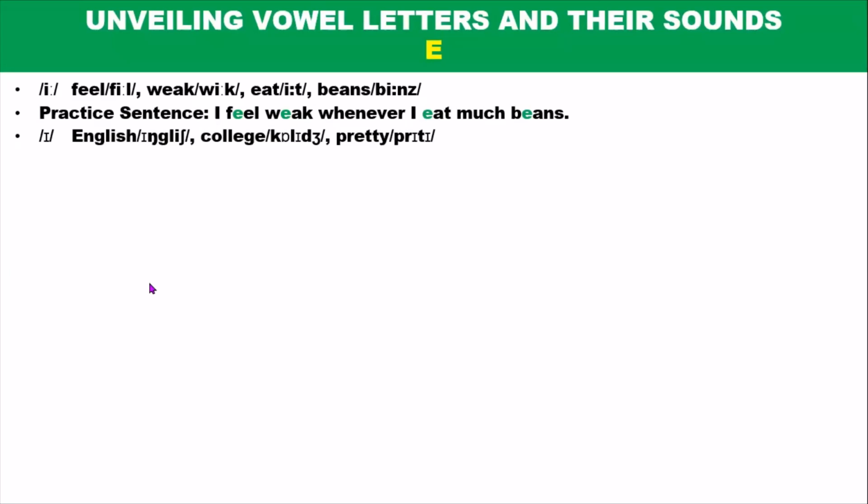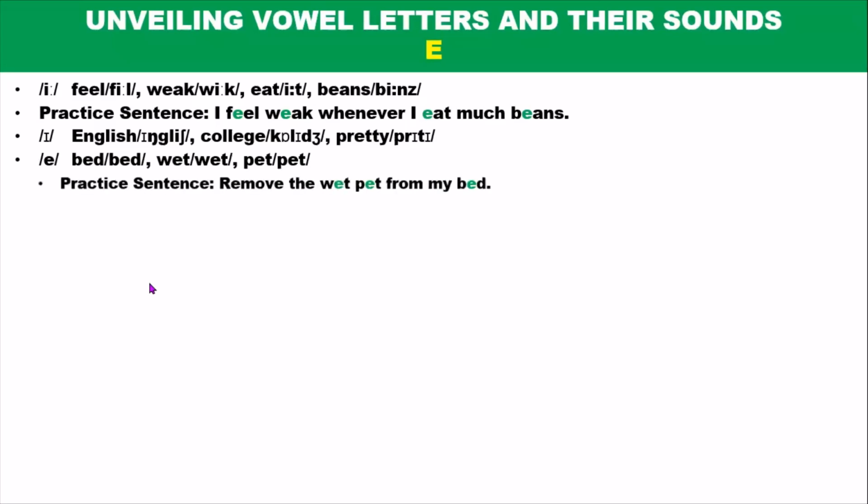The next one is the shorter version, and that is the short I, as you have in English, college, pretty. Let's take the next sound, which is the E as in air, as you have in bed, wet, pet.